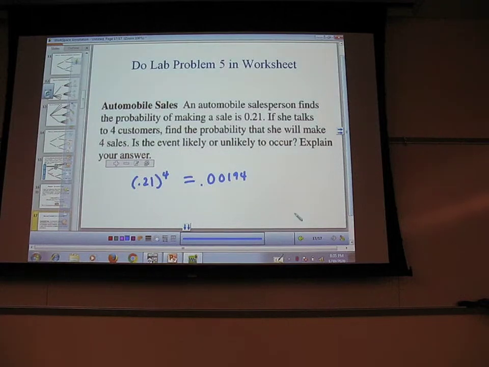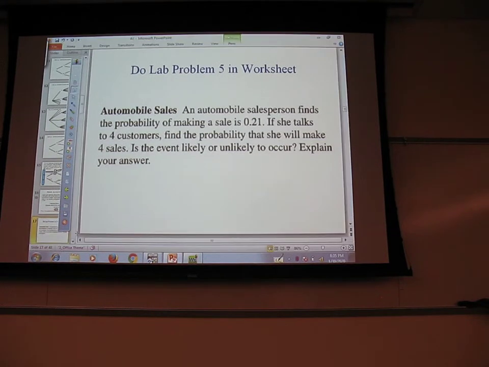Right, our guideline for unusual or unlikely is 5% or less. Is this 5% or less? Yes, so it's unlikely. Good? Less than 1%, yeah. You're right, so it's definitely less than 5%.